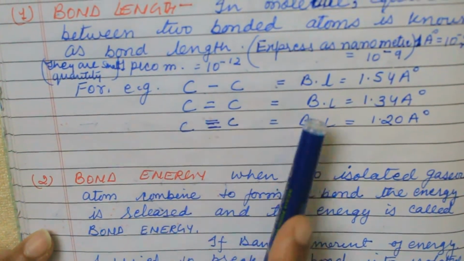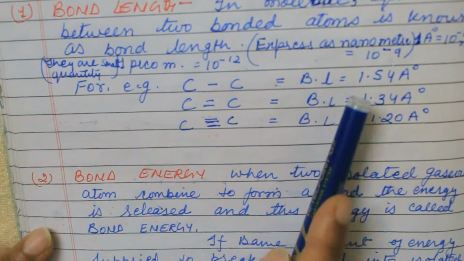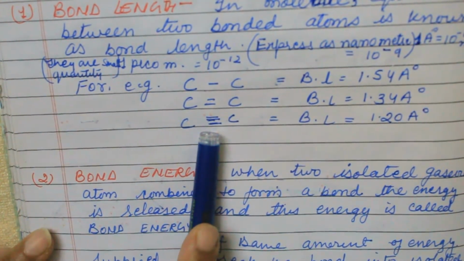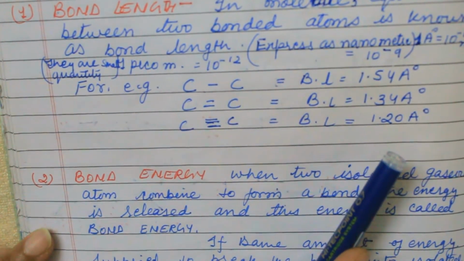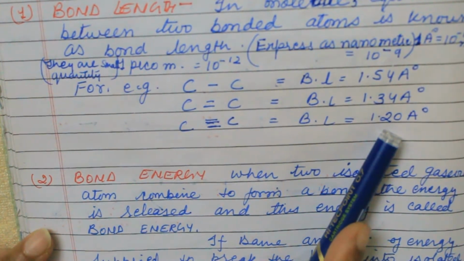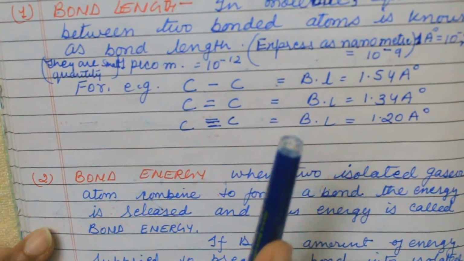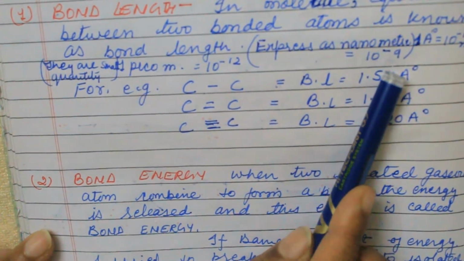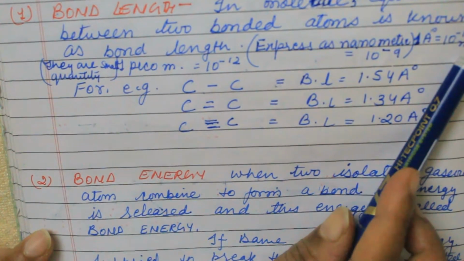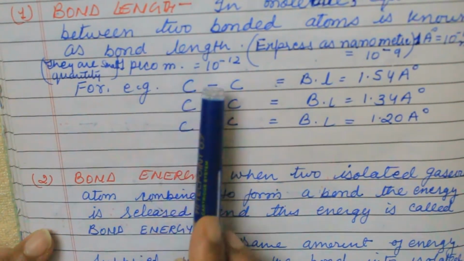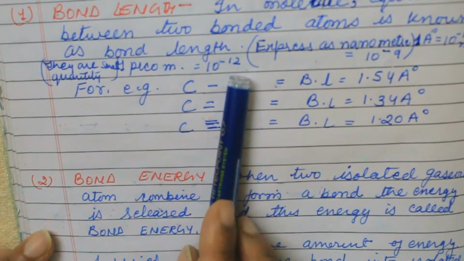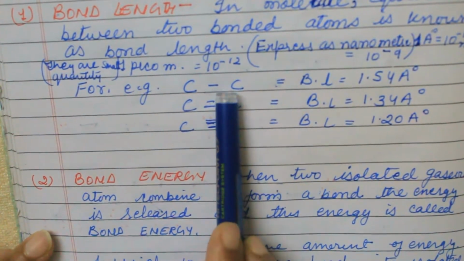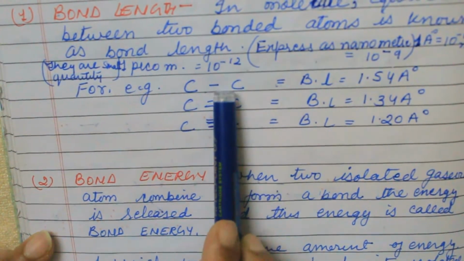Here is a double bond, and the bond length is much shorter as compared to a single bond, that is 1.34 angstrom. Here is a triple bond, so its bond length is 1.20 angstrom. It is such a small unit that it is measured in nanometer, that is 10 to the power minus 9 meter, angstrom, that is 10 to the power minus 10 meter, and picometer, that is 10 to the power minus 12. The value is small because bond length is a small quantity.